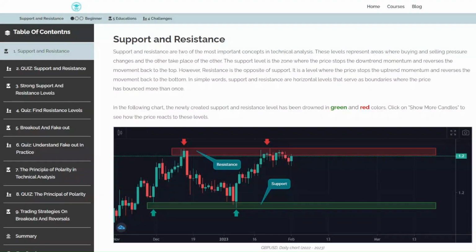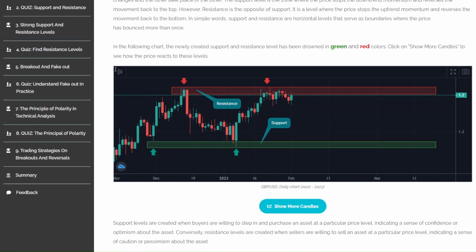Let's start with the first lecture of this course. What is support and resistance? Support and resistance are the levels where price turns direction from uptrend to downtrend or from downtrend to uptrend. At the resistance level, the red one on the chart, you have this uptrend, and the price reverses and turns the direction from uptrend to downtrend. And this is the resistance level.